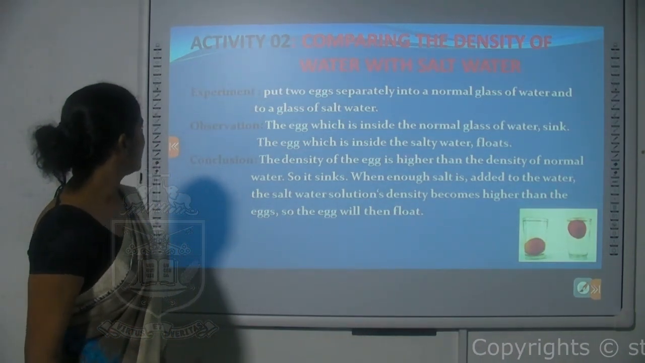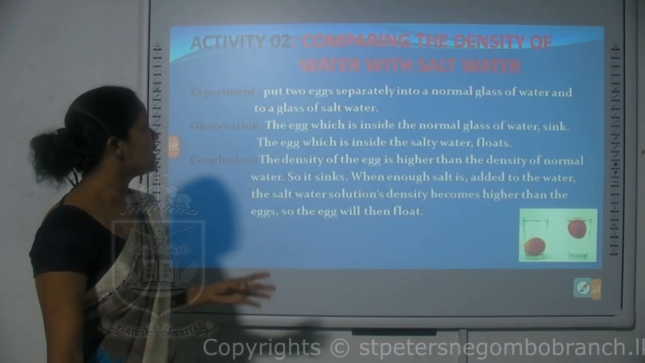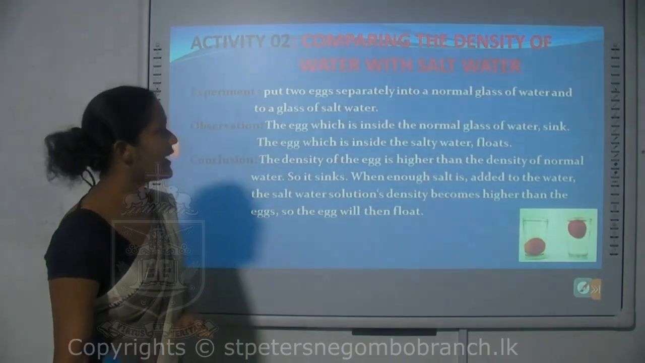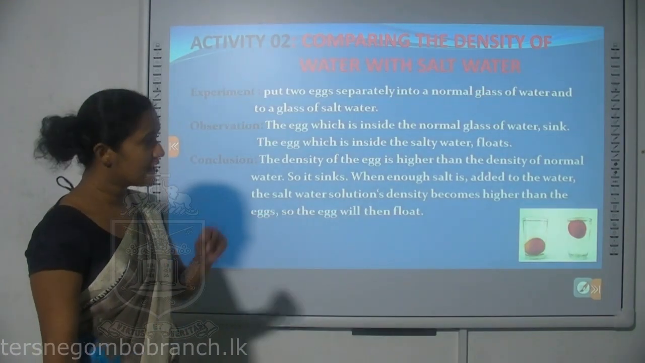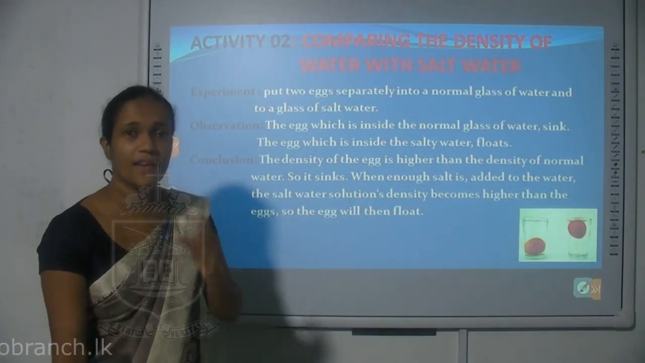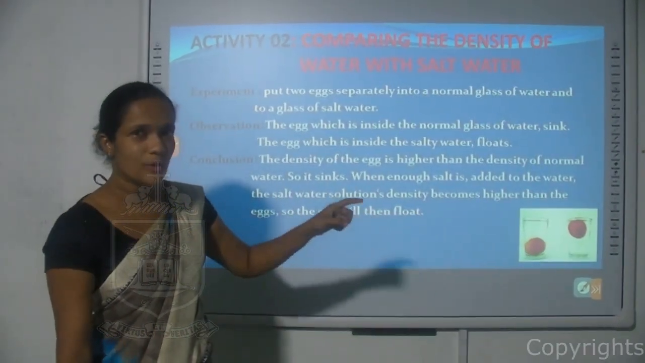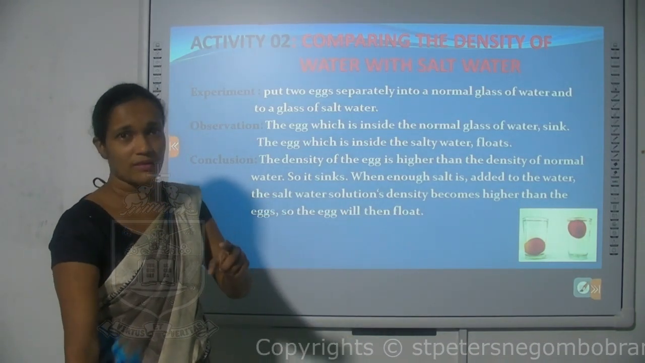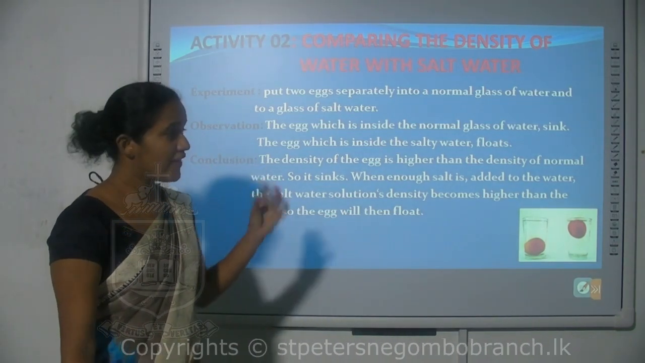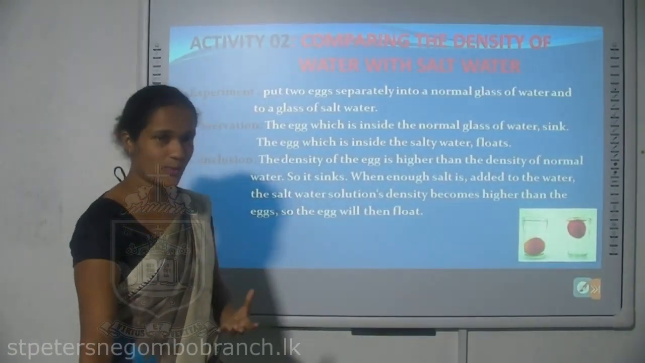We get a conclusion like this. The density of the egg is higher than the density of normal water. It's not because the egg is heavy. If the egg were heavy, then in the salt water solution also, the egg should sink. It's not because of the weight of the egg. Remember that. It's because of the density, ganatwaya.